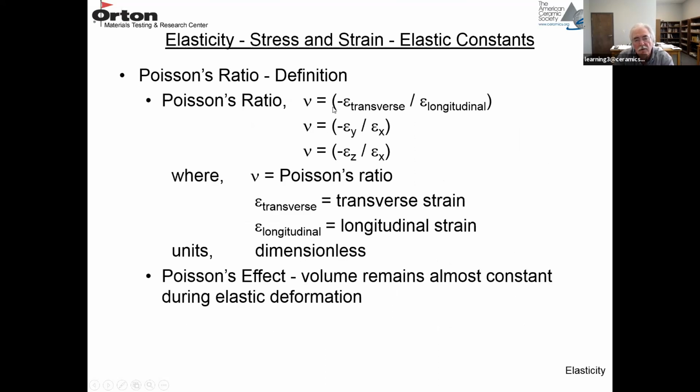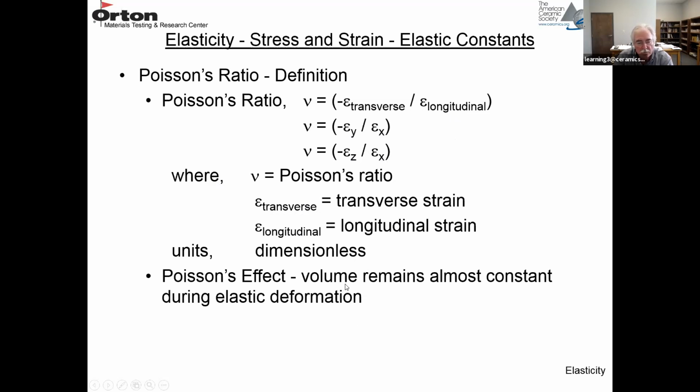So Poisson's ratio is the ratio of the transverse to the longitudinal strain, or the strain in the Y direction divided by the X direction, or the strain in the Z direction divided by the X direction. Nu is Poisson's ratio. Epsilon transverse is the transverse strain. Epsilon longitudinal is the longitudinal strain. Poisson's ratio is dimensionless. It's the ratio of two dimensionless quantities.